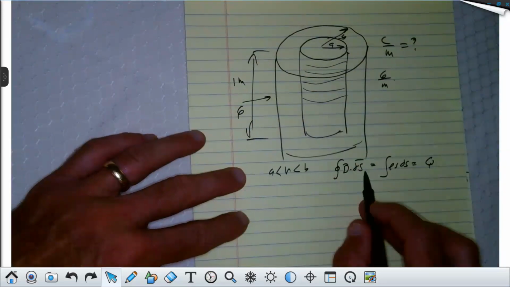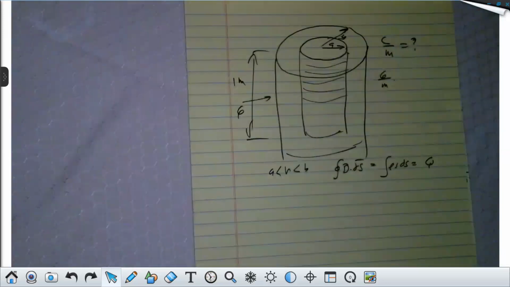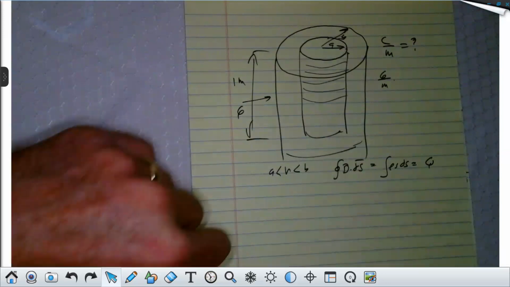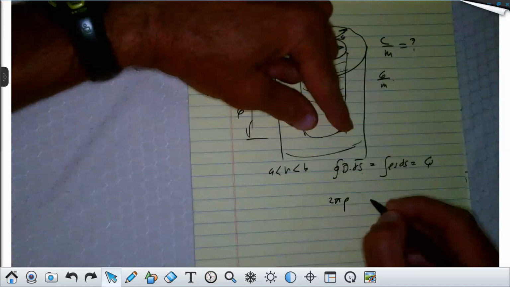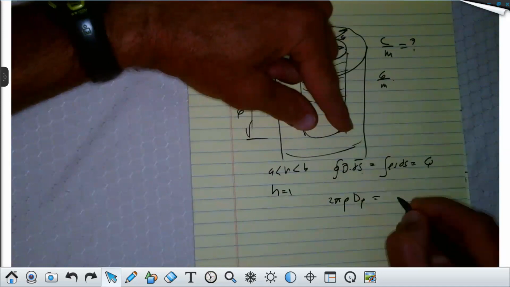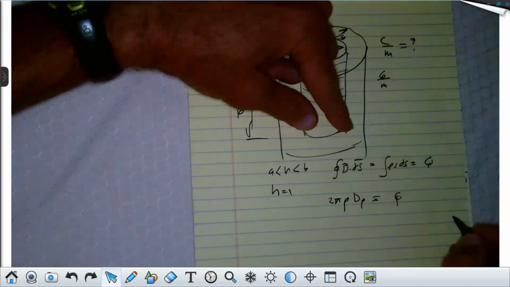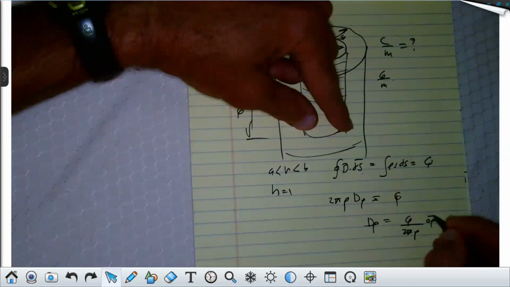Well, D dot dS, this is assuming it's an infinitely long cylinder, and therefore the D field has to be in the radial direction or the rho direction because of symmetry. Do you all agree with me? If you have an infinite cylinder, the D field is going to be radially outward. And this will just be 2 pi rho times D_rho. We're assuming that the height of this thing is 1, will be equal to the charge per unit meter, just Q in this case. So we have D_rho is just Q over 2 pi rho a_rho. Everybody agree with that?